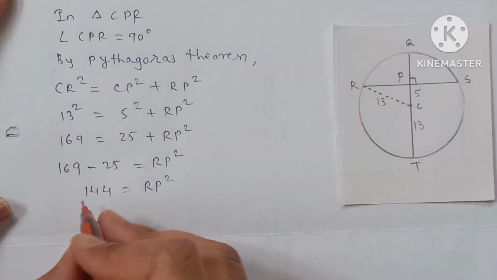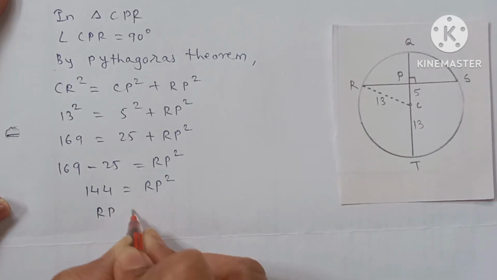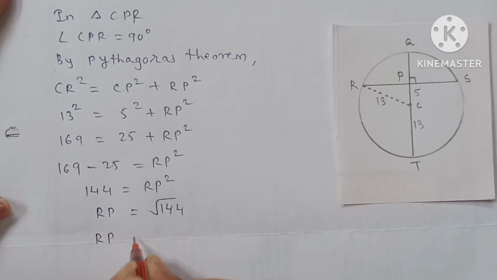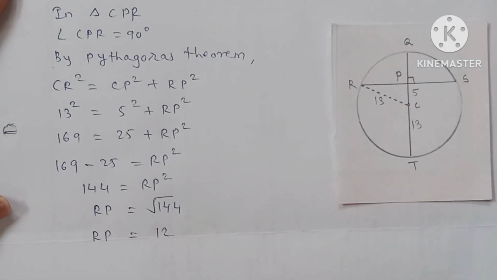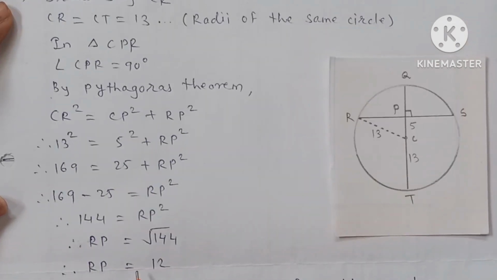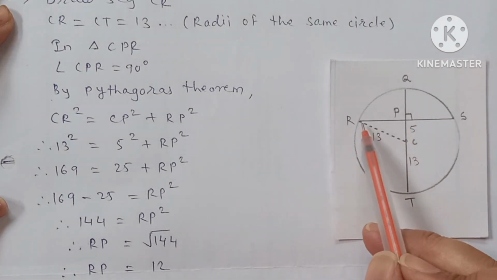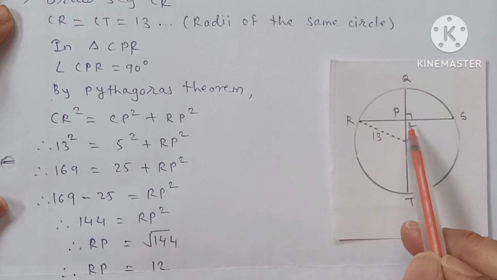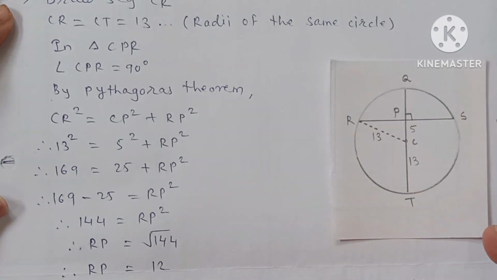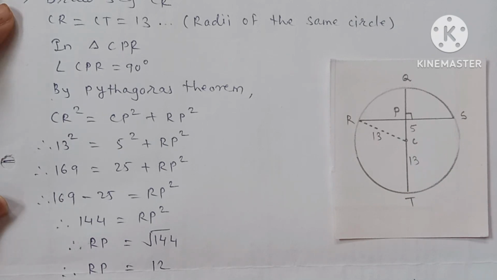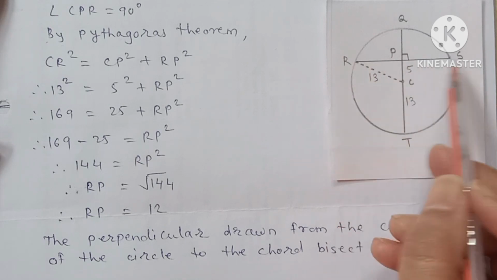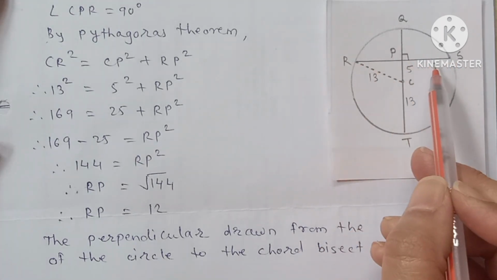Now taking square root, RP is equal to under root of 144. 144 is the square of 12. Therefore, RP is equal to 12 centimeter. Now see, what you have to find? RS. RP we got, 12 centimeter. All of you know the property: the perpendicular drawn from the center of the circle to the chord bisects the chord. Write down that property. This is 12 centimeter. Means this total is 12 plus 12, 24 centimeter.